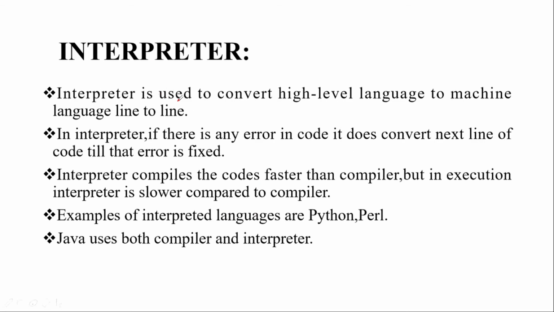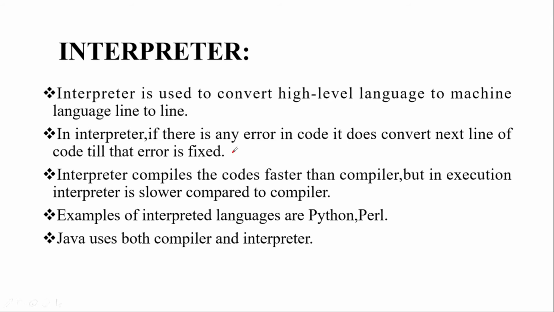Next is the interpreter. An interpreter is used to convert high level language to machine language line by line. Whereas a compiler converts high level to machine language in a single step, here it converts line by line. In an interpreter, if there is any error in the code, it does not convert the next line of code till the error is fixed. Suppose you have written 10 lines of code and there is an error in the 5th line. Until you correct the error in the 5th line, it will not go to the 6th line and will not convert it to machine code.